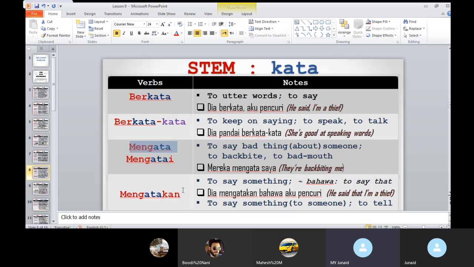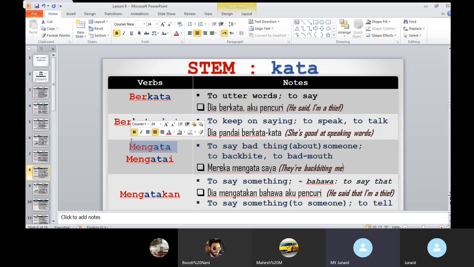And mengatakan has the same meaning as berkata, to say something. But after mengatakan, you have to use the word bahawa, which means that. So he says that I am a thief. With berkata, you don't have to use bahawa. But don't worry, you only find this in formal writing. We only use mengata, to backbite.